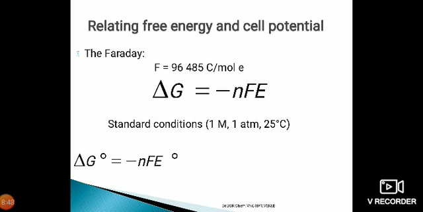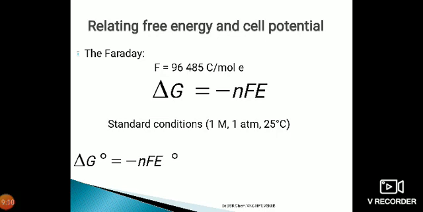Relating the free energy and cell potential, the Faraday value F is equal to 96,485 coulombs per mole, and delta G, the change in free energy, is equal to minus nFE, where delta G is the change in free energy, n is the number of electrons exchanged, F is the Faraday constant, and E is the potential developed.